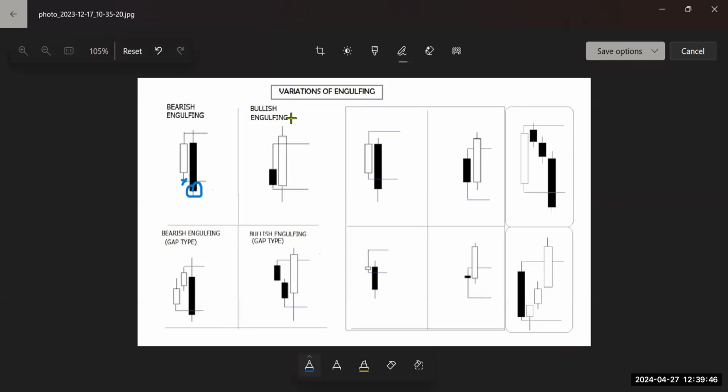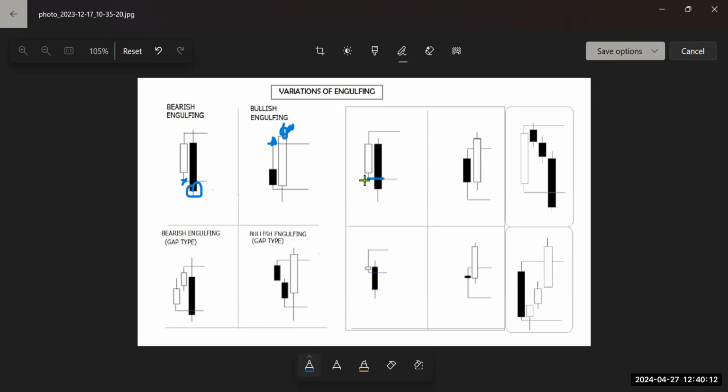The same thing for a valid bullish engulfing. For a valid bullish engulfing, the wick or the body of this bullish candle must engulf the wick of this bearish candle for us to have a valid engulfing. You see, the wick engulfs this. So it's not just the body. The wick has to engulf.